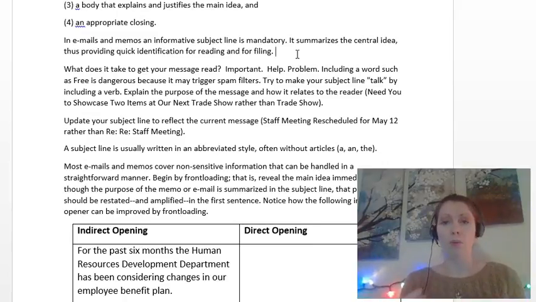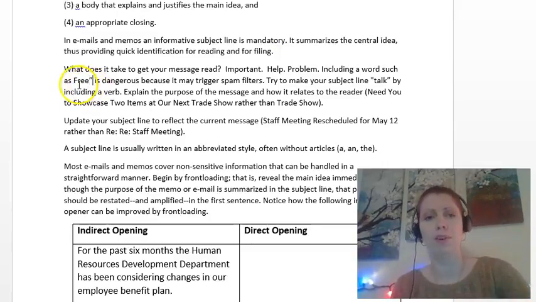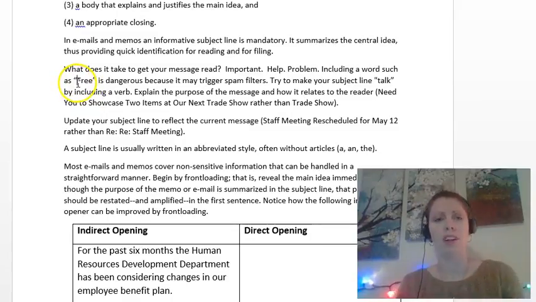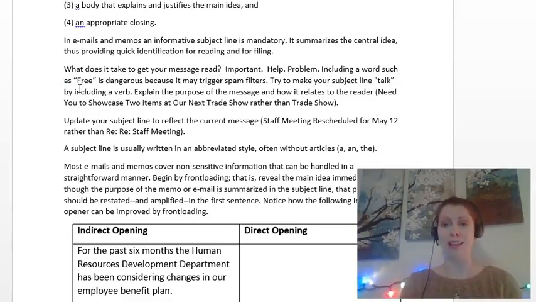Including a word such as free is also pretty dangerous. So try to avoid free in your subject lines, because this might trigger people's spam filters and they won't even get it. So maybe include free in the body of the email text, but not in your subject lines. Try to make your subject line talk, so to speak, by including a verb. Explain the purpose of the message and how it relates to the reader.